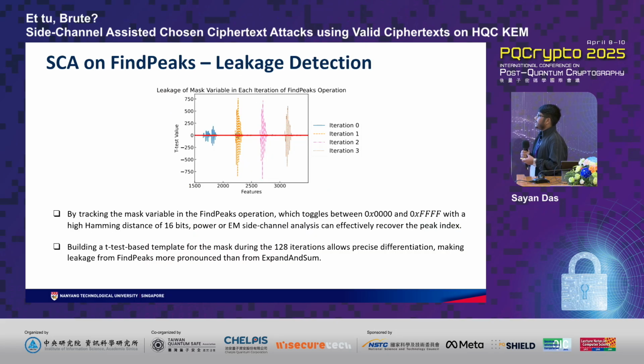By tracking the mask variable, we find a heavy leakage, because it's a high leakage of around 16 bits. We build a template-based attack for the mask during the 128 iterations for differentiation. And as we can see, the traces show very significant leakage for FindPeaks compared to expand and sum.